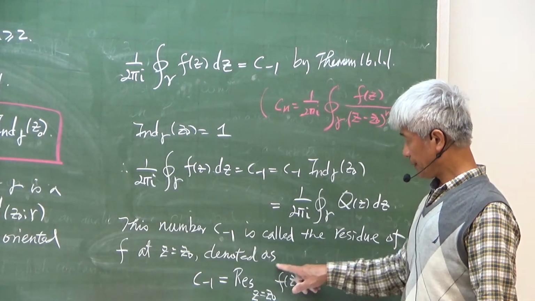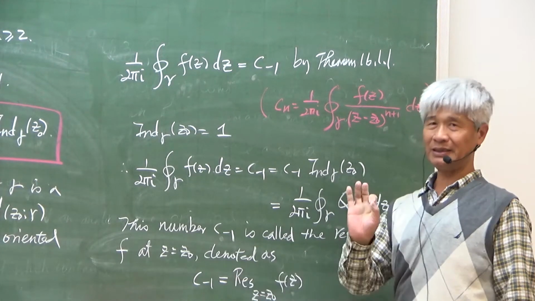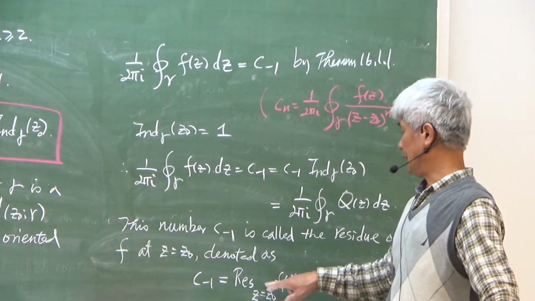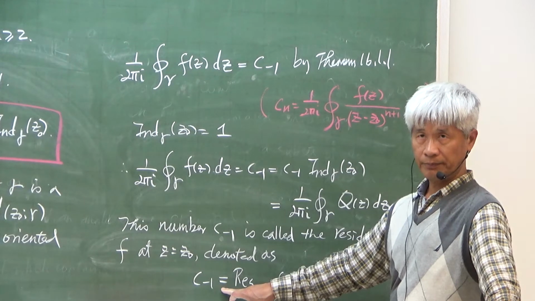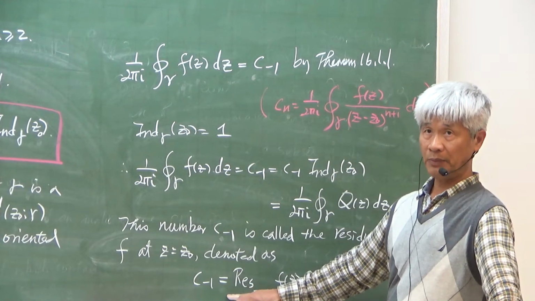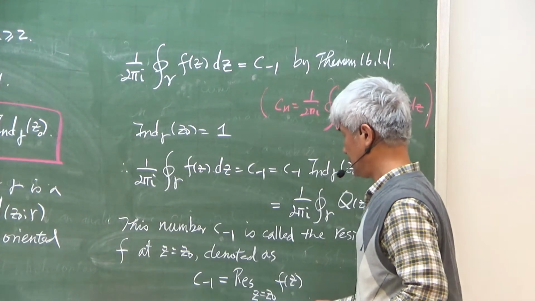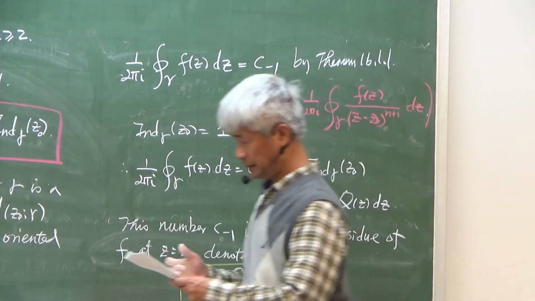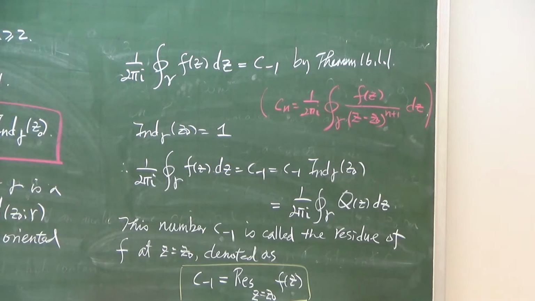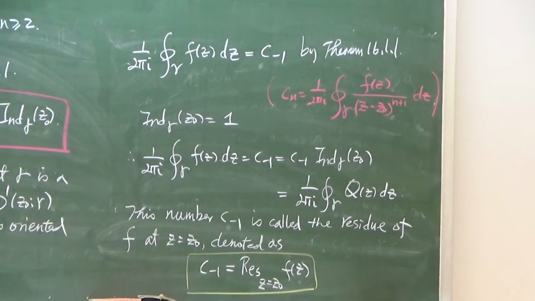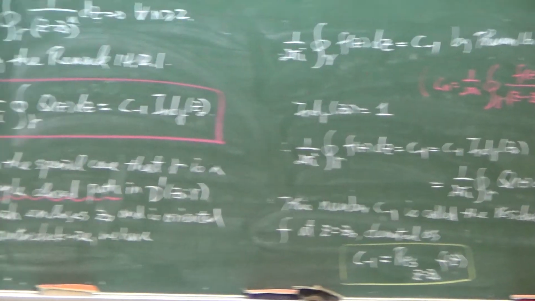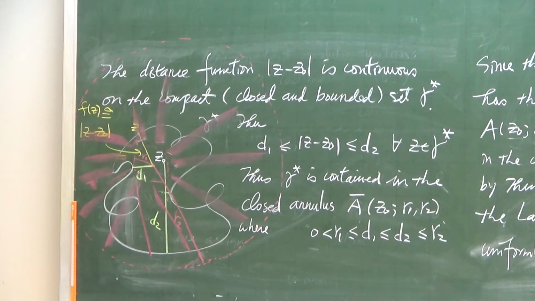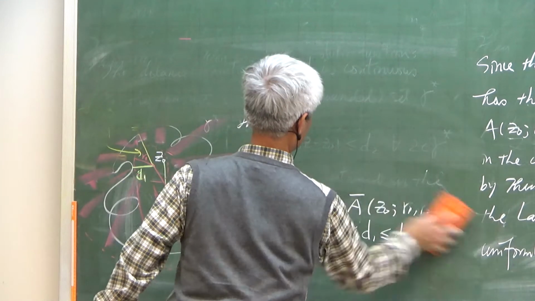Of course, if f(z) is analytic at z0, c minus 1 is 0, so the residue is 0. But if f(z) has a singularity at z0, then the residue may not be equal to 0. It depends. So this is called the residue. In particular, we define the residue, and I provide some methods to compute the residue for some simple cases. Please look at the textbook or my lecture notes; they are very effective to find the residue.